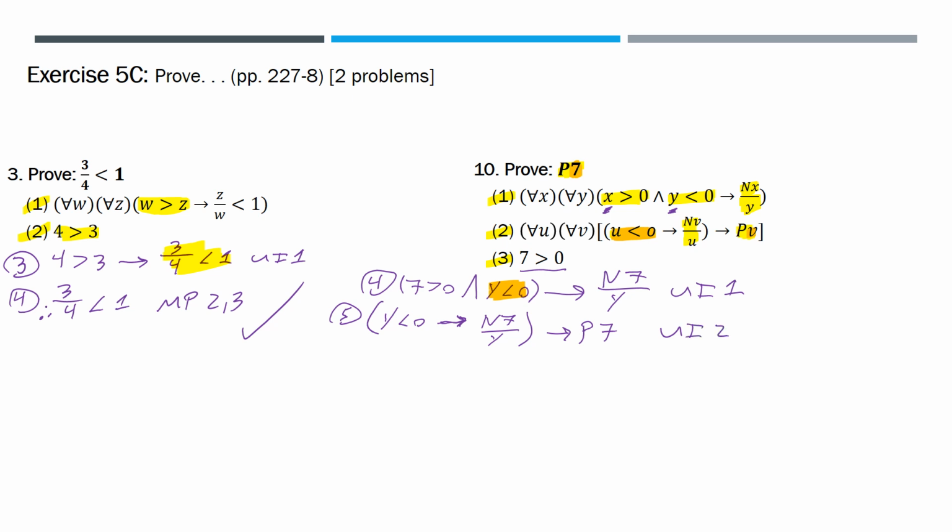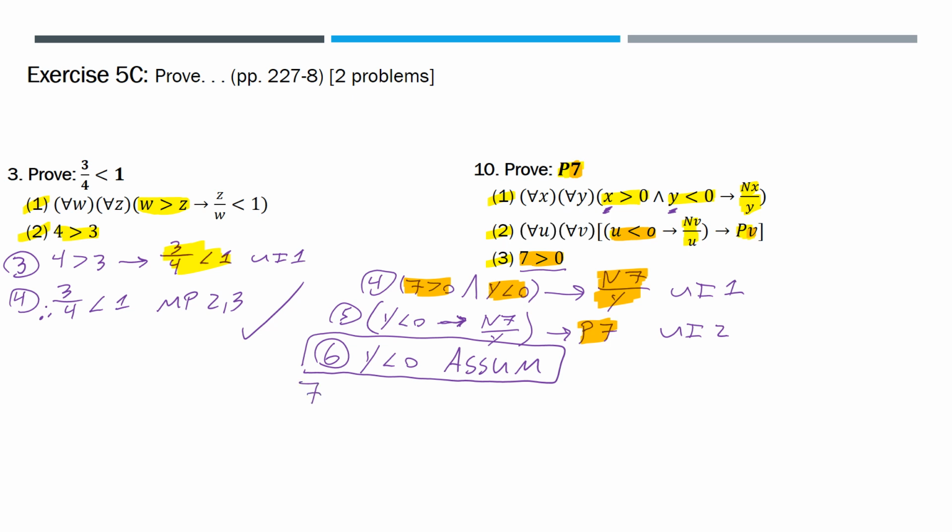We want to prove this P7. How are we going to get that? Why don't we make an assumption that y is less than 0? Because if we make that assumption, we can then put it in a conjunctive relationship with the fact that 7 is greater than 0. So we would have the means to derive by modus ponens N 7 over y, and that will allow us eventually to get our conclusion that's desired. Hence, for line 6, we'll say y is less than 0, and this is just an assumption. We'll place it under quarantine, so to speak.